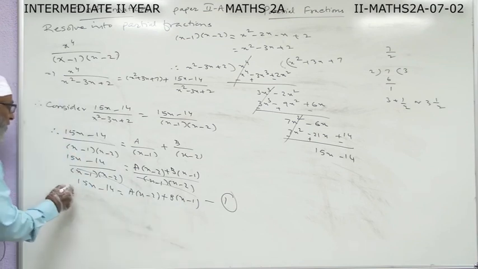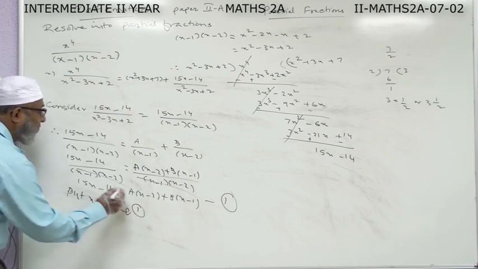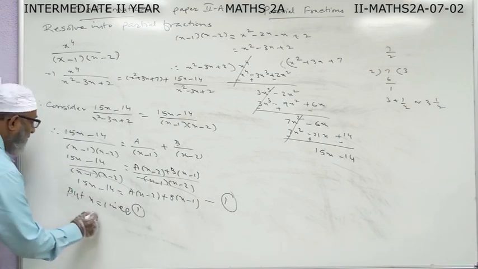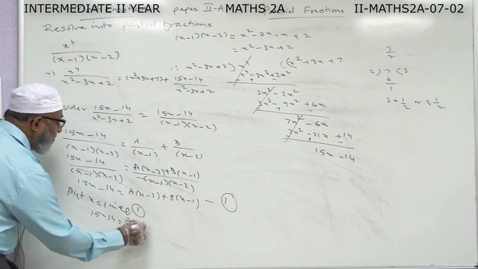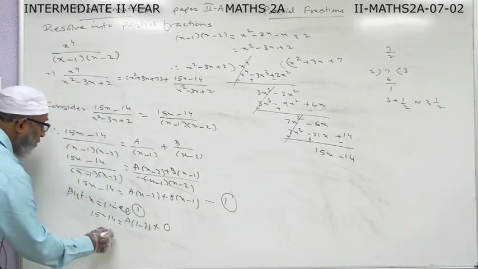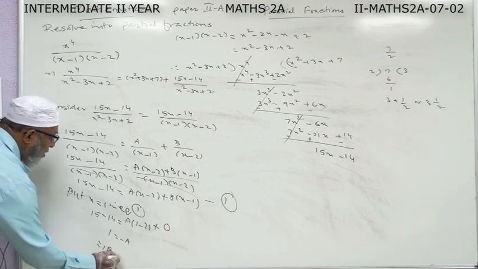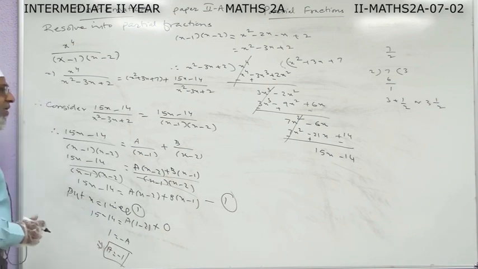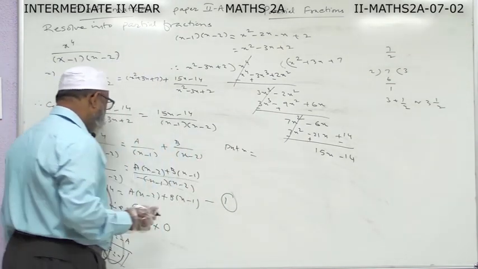So for that, what I am doing? Put x equal to 1 in equation 1. If I substitute x equal to 1 here, what happens? 15 into 1 is 15, 15 minus 14 is equal to 1. On the right side, a into (1 minus 2) plus b into (1 minus 1), and 1 minus 1 is equal to 0. So 15 minus 14 is equal to 1, and 1 minus 2 is equal to minus 1, so it is minus a. So it means that I am getting the value of a is equal to minus 1. Is it clear?